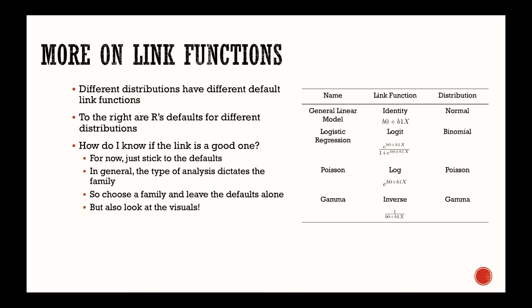So how do I know if the link is a good one? Well, for now, just stick to the defaults. R chose those defaults because they're probably pretty good defaults. In general, the type of analysis dictates the family. So really, you don't generally have to choose what the link function is going to be. Instead, you choose the analysis and the family chooses the link for you.